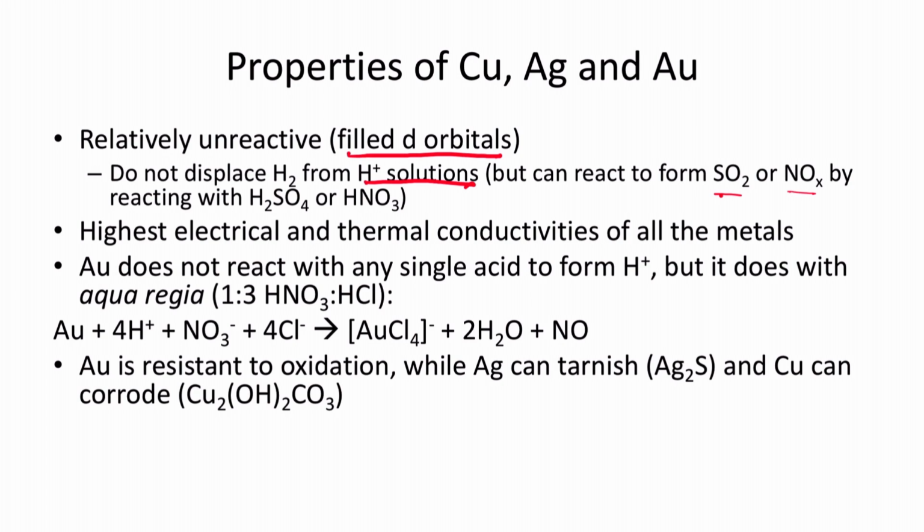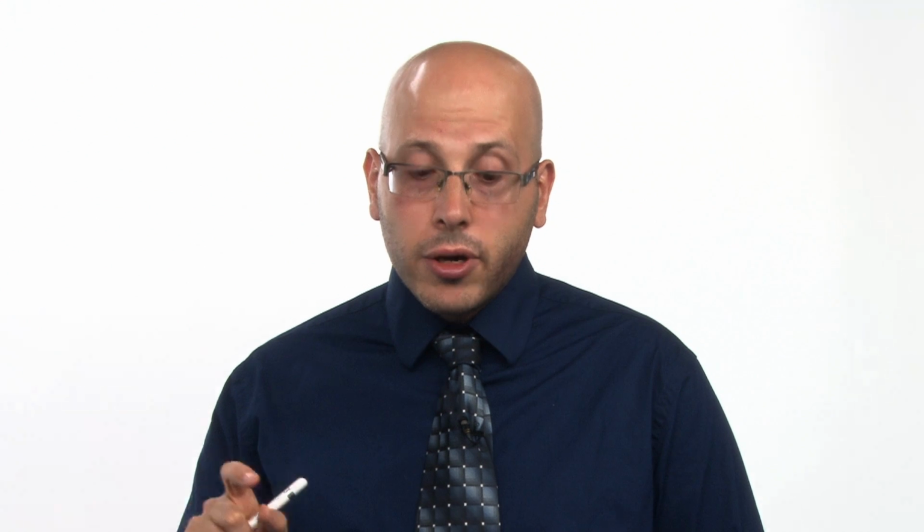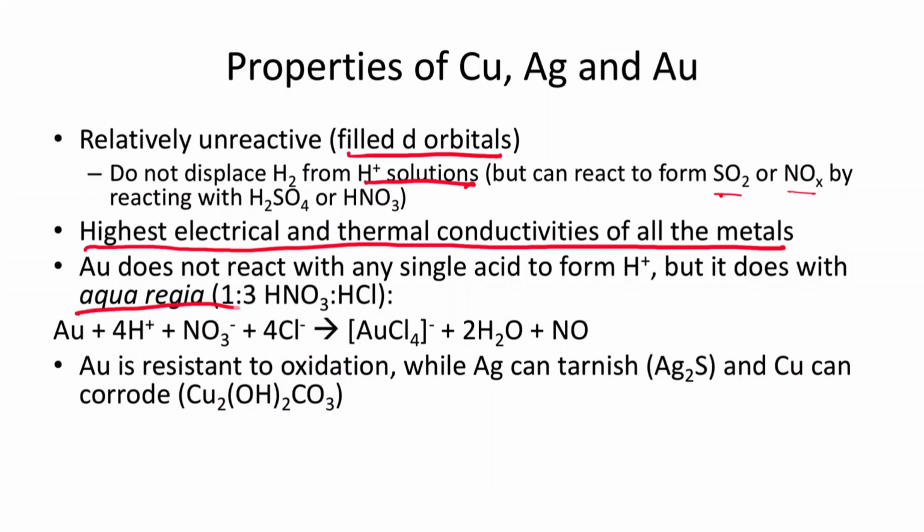Copper, silver, and gold also have the highest electrical and thermal conductivities of all the different metals in the periodic table. Interesting fact about gold: gold doesn't react with any single acid to form H+ ions, but it can react with something called aqua regia, or royal water. Aqua regia is a special mixture that is 1 part nitric acid and 3 parts hydrochloric acid. What happens there is I can actually form a complex ion, AuCl4-, with gold. This is how they used to dissolve gold in the olden days.